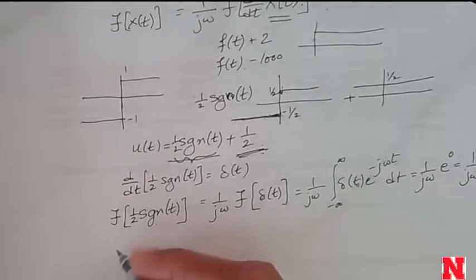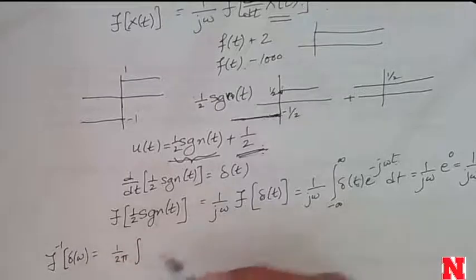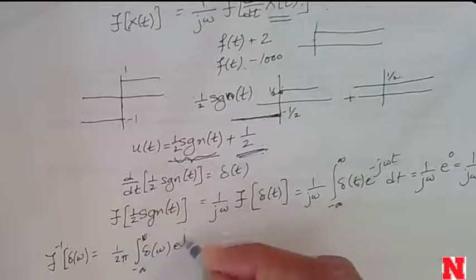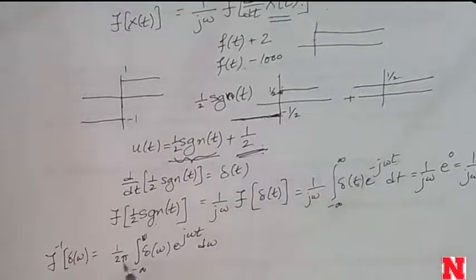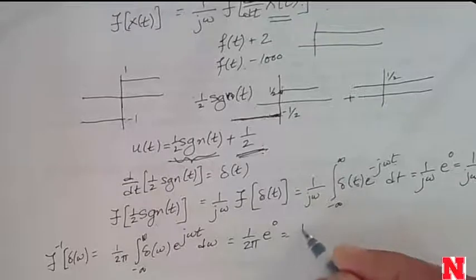If I take the inverse Fourier transform of a delta function, the Fourier inverse of delta of omega is equal to 1 over 2 pi times the integral from minus infinity to infinity of delta of omega e to the j omega t d omega. Again, I use the shifting property of the delta function. So this is going to be 1 over 2 pi times e to the power 0, which is 1 over 2 pi.